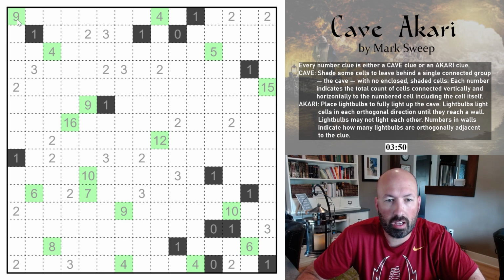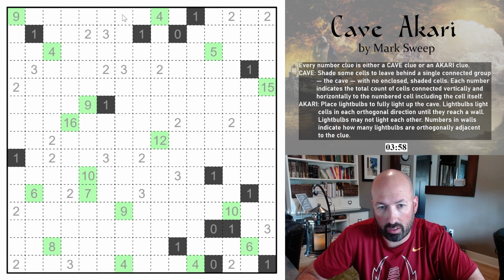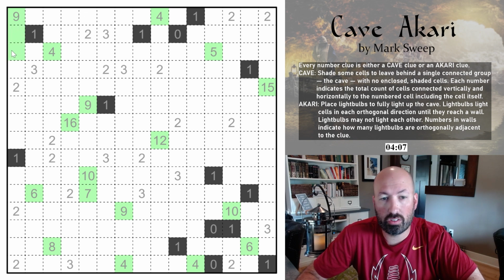Okay. Well, this 9 on the corner, it can't connect to the 4, because that's going to give you way too many cells for the 4. So the farthest it can go is right here. So 1, 2, 3, 4, 5, 6, 7. 2, 3, 4, 5, 6, 7. There we go. So you're going to have at least 2 this way.